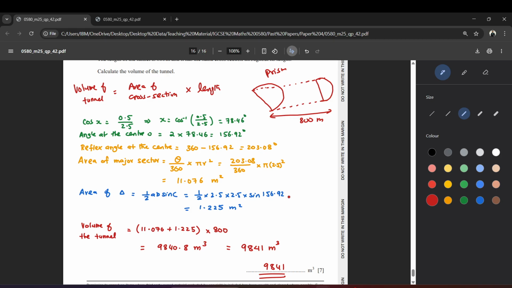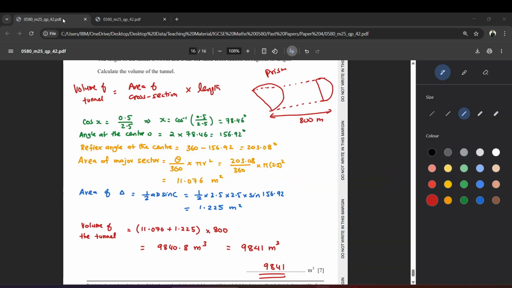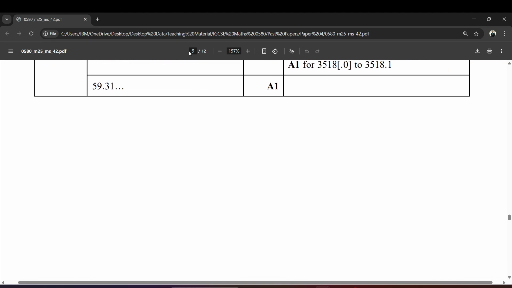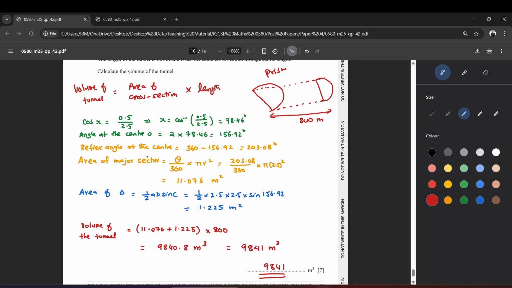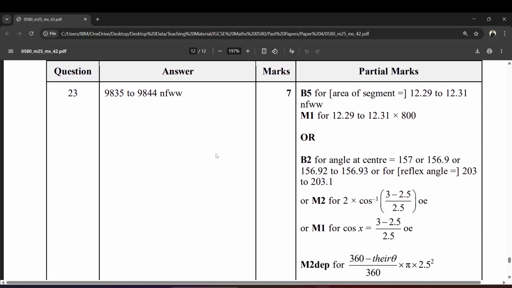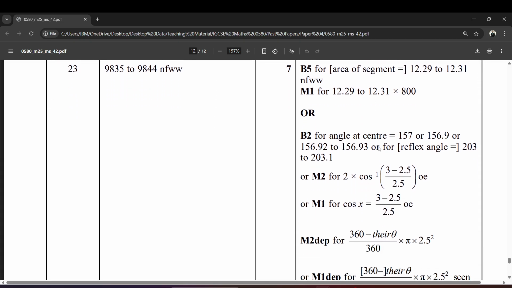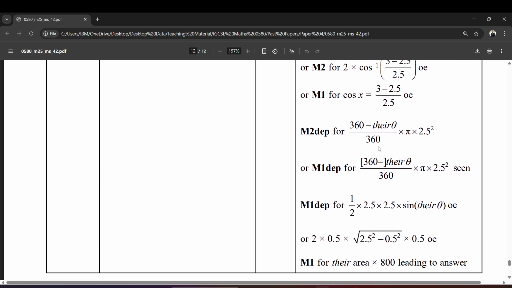Okay, so let us see what is the answer in the marking scheme for this one. All right, so we have 9835 to 9844. So there's a range over here. So 9841 lies within this range. So our answer is correct. Okay. So if you want to look at the marking, so you can look at this column, which is the partial marks. Okay. So based on this, you can see how the marks distribution is done.